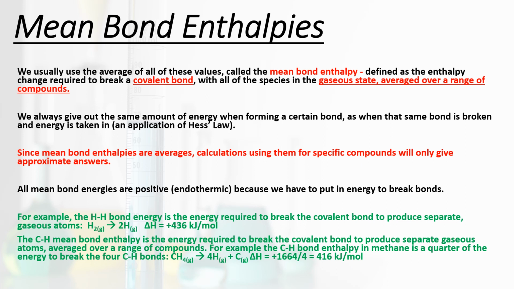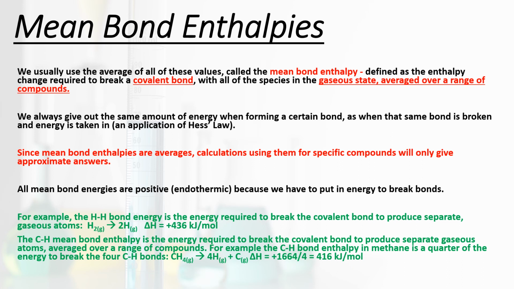So it's basically the same definition we had for our bond enthalpy, the enthalpy change to break a covalent bond, not an ionic or a metallic, a covalent bond, everything in the gaseous state. But now we have this extra bit that everything is averaged over a range of compounds. And as we said on the previous slide, we always give out the same amount of energy when we form a certain bond as when that same bond is broken and we take the energy in.